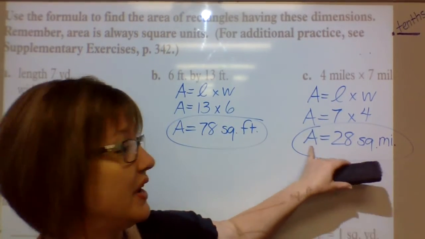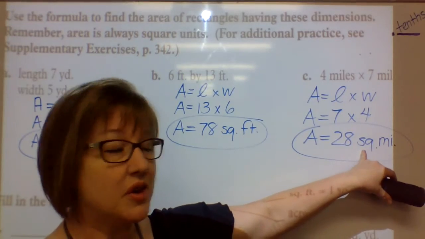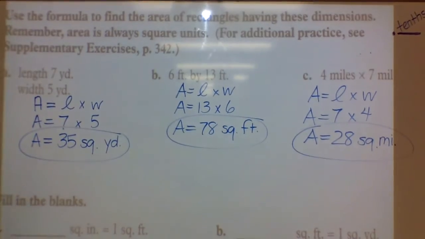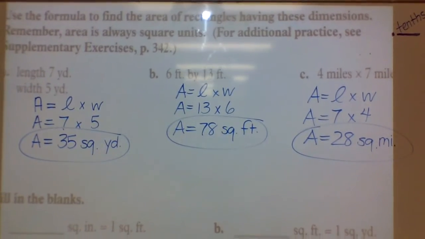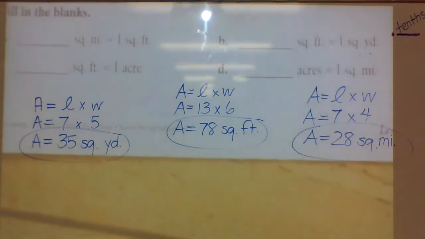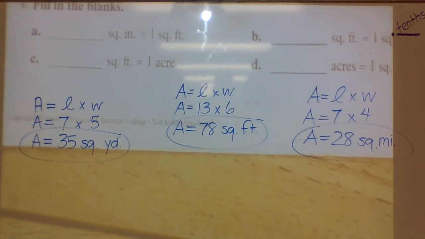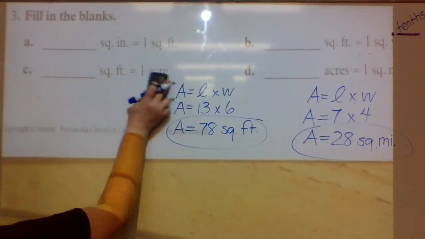Okay, so for area, it's in square units, whatever you're using. Perimeter, not in square units. Okay, so now let's go down to the bottom here, and we're filling in these new measurements that we've learned.